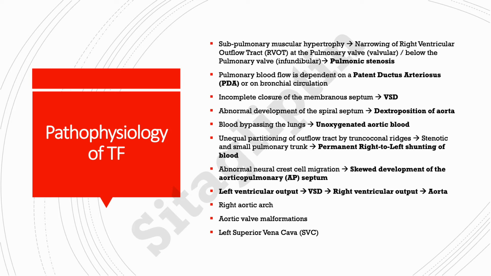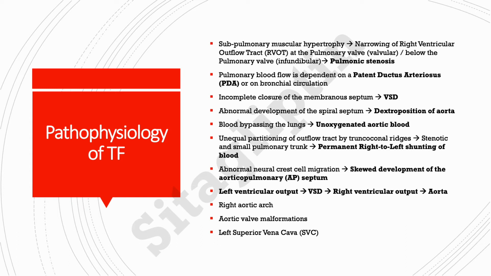But in case of Tetralogy of Fallot, what happens is that since there's a ventricular septal defect, an ostium, a passage between the two ventricles, the blood in the left ventricle of a patient with Tetralogy of Fallot would move via the VSD into the right ventricle. And since there's an overriding aorta, the blood from both these ventricles will move into the aorta. So there's mixing of blood.